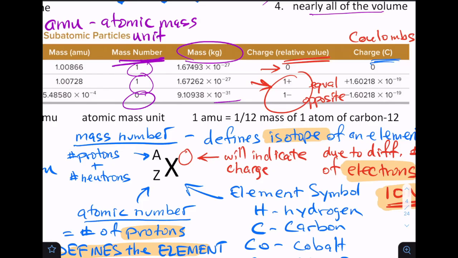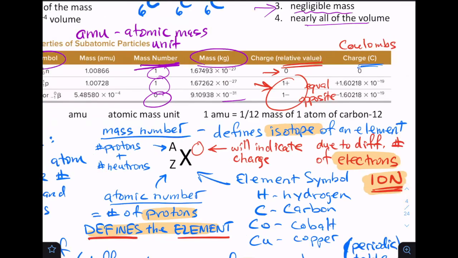So the charge of an electron is negative 1.6 times 10 to the minus 19 coulombs. We're just going to call that 1 minus. The charge of a proton, which is of equal magnitude but opposite in sign, is the same value in coulombs, but now we're just going to assign that a 1 plus.